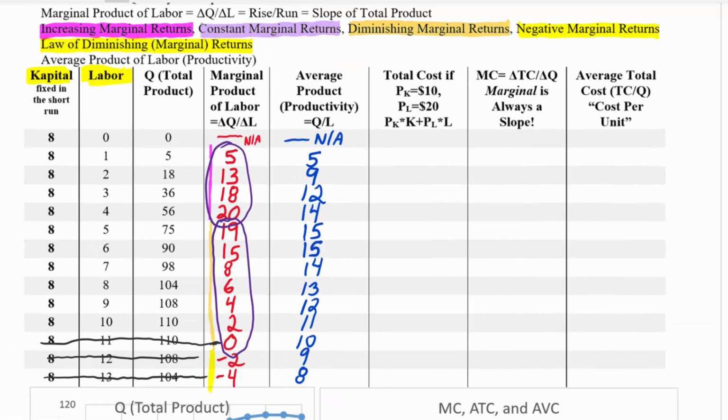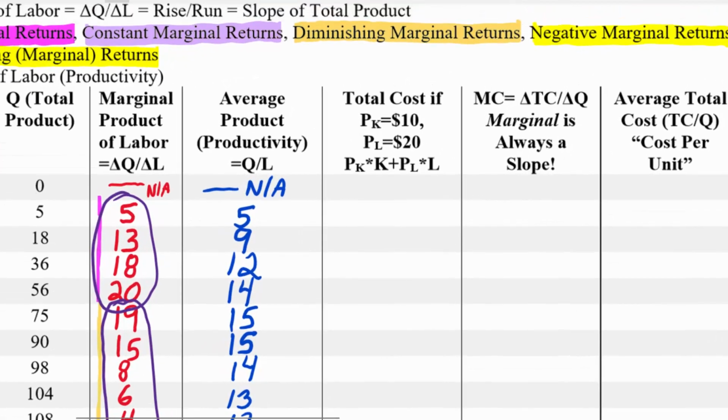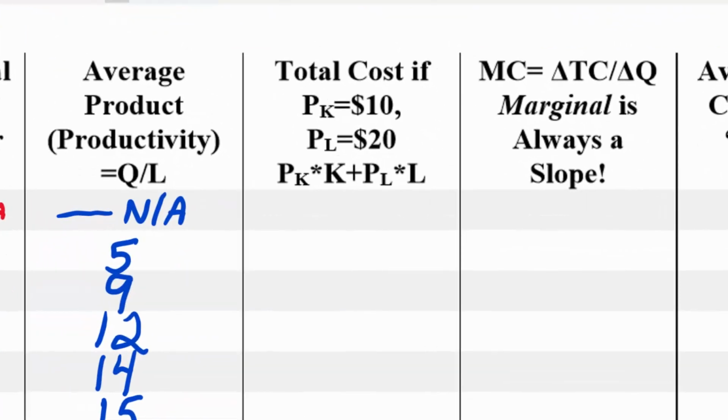Okay, last couple of columns let's do here. Let's tie what we're talking about here to costs. So let's put some prices on these factors of production. Let's suppose that the price of capital is $10 per machine. Maybe we're renting these machines here. And let's suppose that the price of labor is $20 per day.